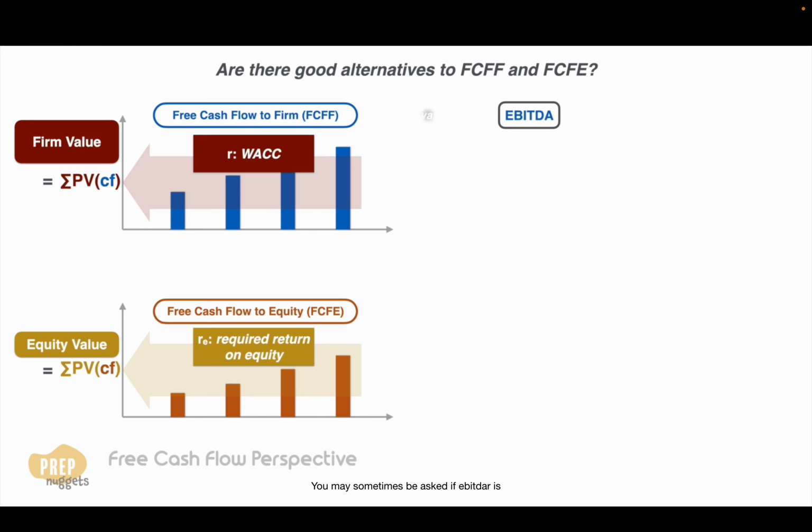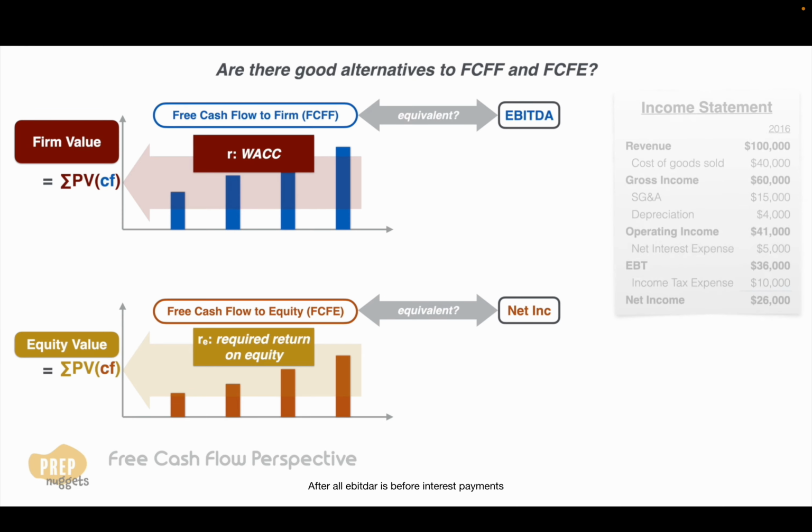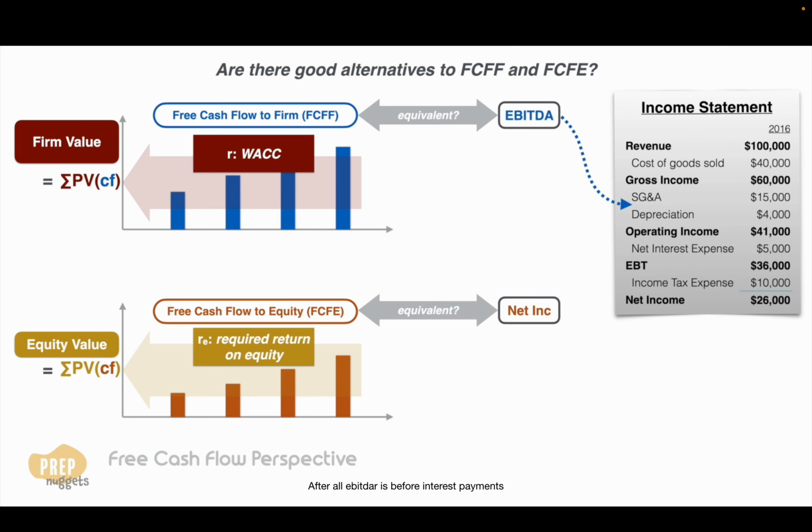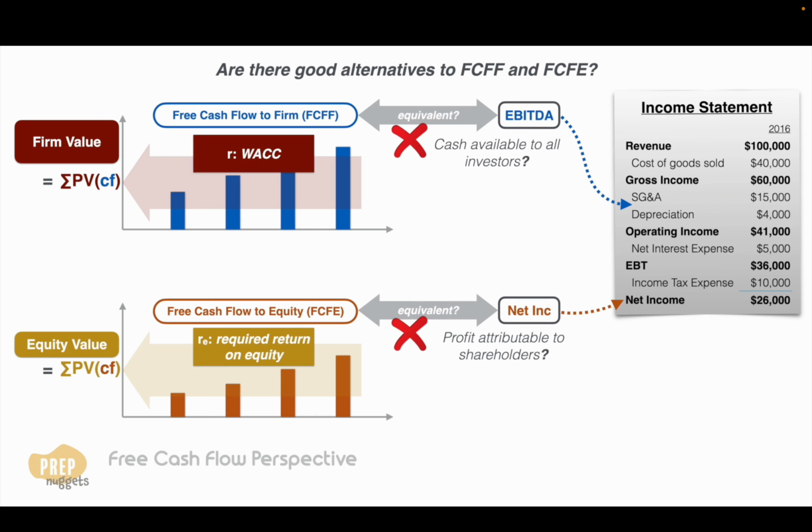You may sometimes be asked if EBITDA is a good proxy for FCFF and if net income is a good proxy for FCFE. After all, EBITDA is before interest payments and non-cash charges, so it seems that it's cash available to all investors. Net income is often seen as income attributable to shareholders, as it is after interest payments. However, the short answer for both is no, and it's not hard to explain why.